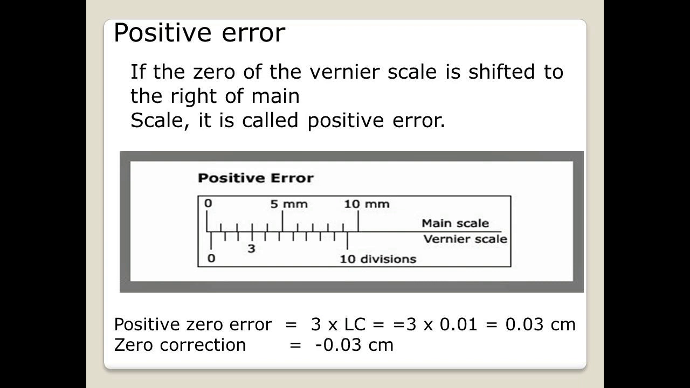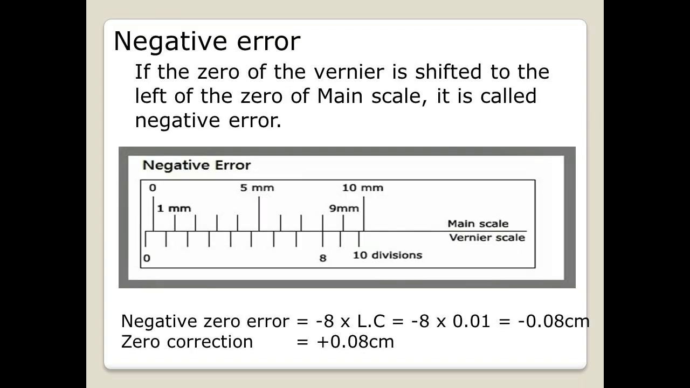You know that the least count value is 0.01. So 3 into 0.01 is equal to 0.03 centimeter. That is the error. So here, for a positive error of plus 0.03, the zero correction is minus 0.03 centimeter. You have to correct by subtracting 0.03 centimeter. So this is the positive zero error.